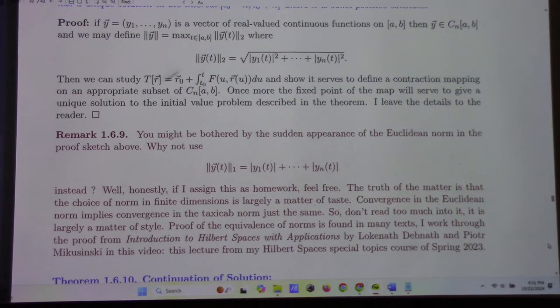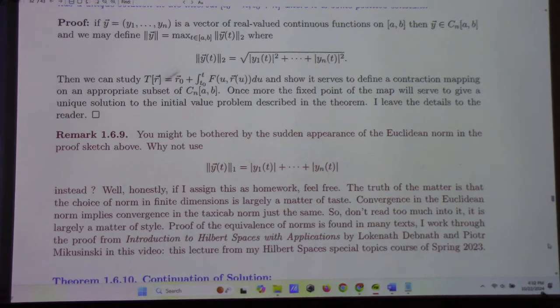Honestly, if I assign the homework, feel free to not use this norm and instead use this one. You may adjust the details if you do this problem, which I will write up in time, hopefully soon. But this is really largely a matter of taste, because convergence in the Euclidean norm implies convergence in the taxicab norm just the same.